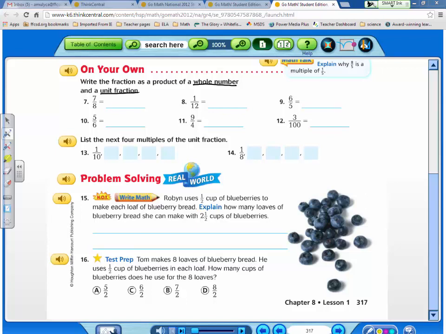So if we take a look at number 7, I want to write this fraction as a product of a whole number and a unit fraction. So this is 7 groups of 1/8. My unit fraction is eighths, 1/8, and there's 7 of them.